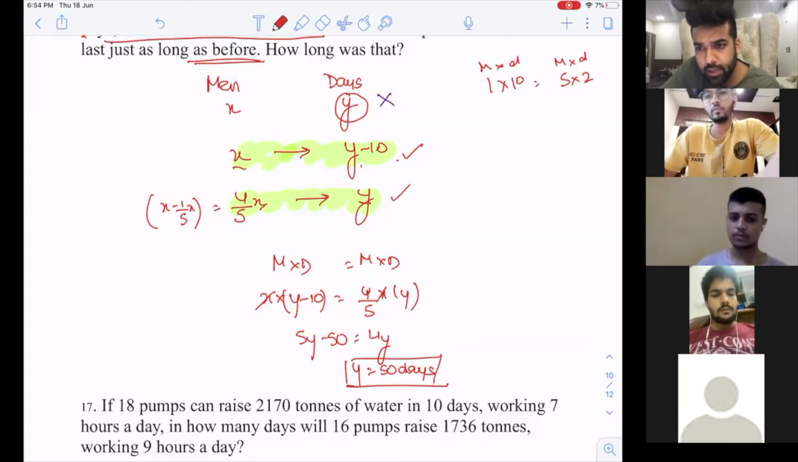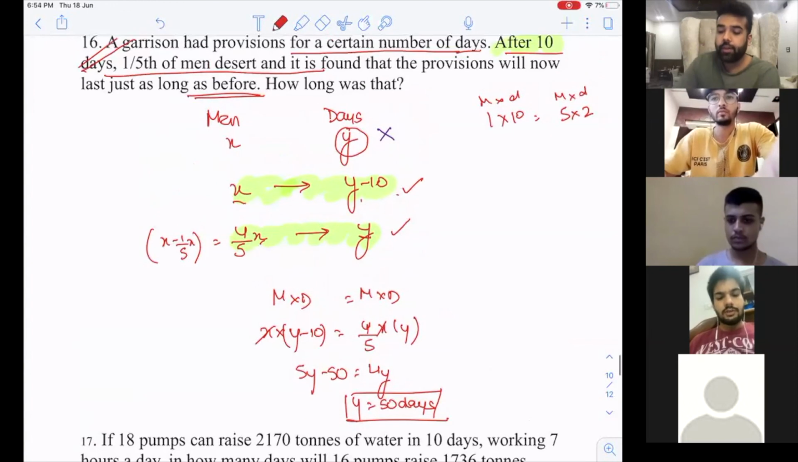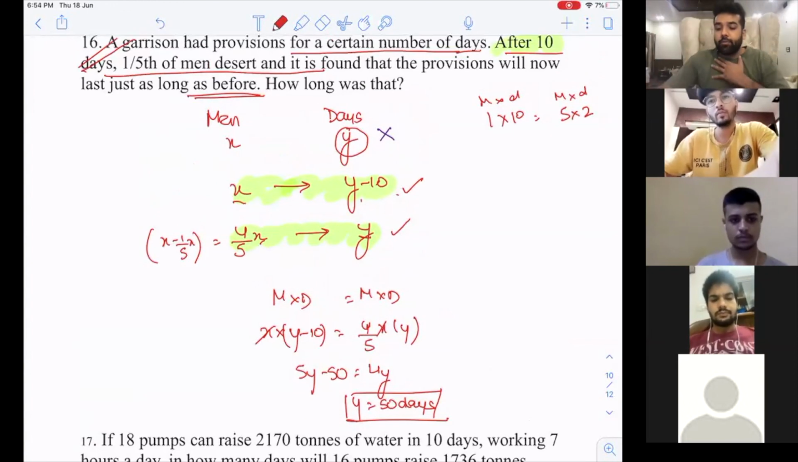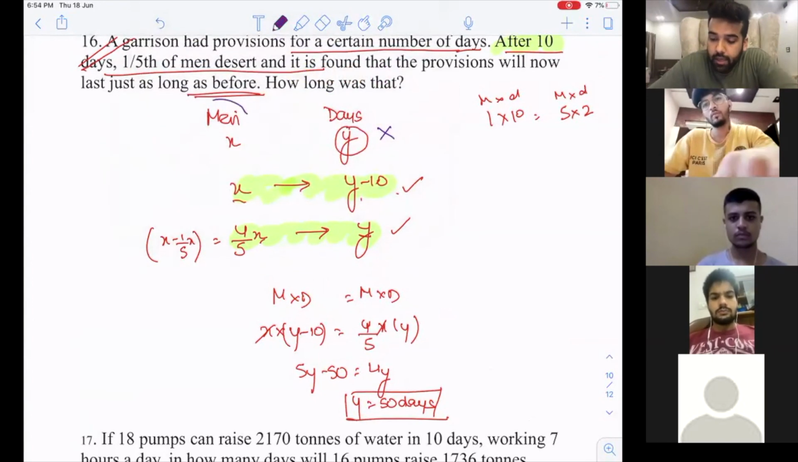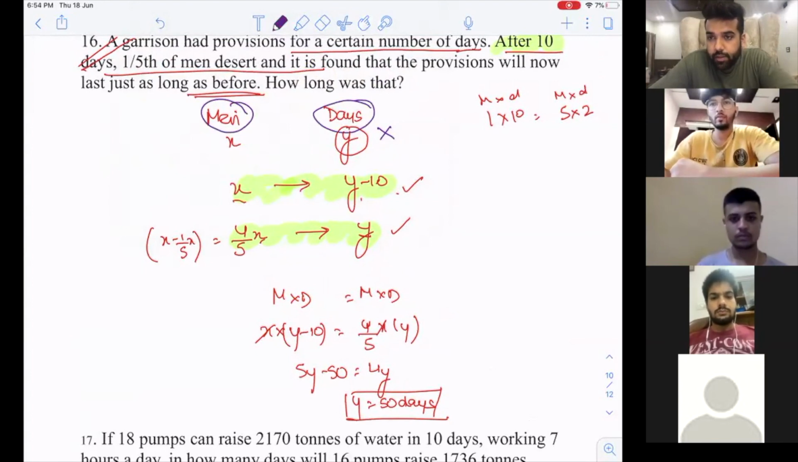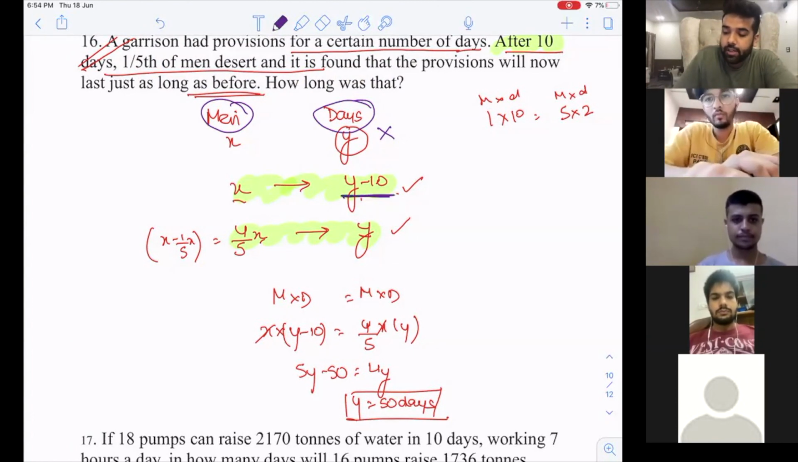Clear, everybody? Rajat, can you please explain this again? Yes, sir. Let's start from the beginning. A garrison had a provision for a certain number of days. Men were not told, so we assume men be x and days be y. After 10 days, how many days are left? Y minus 10. How many men are remaining? X. After means this, right? Earlier it was y, so the first statement is of no use. Clear, everybody? After 10 days, 1/5 of the men desert. There were X, 1/5 go. How many are remaining?